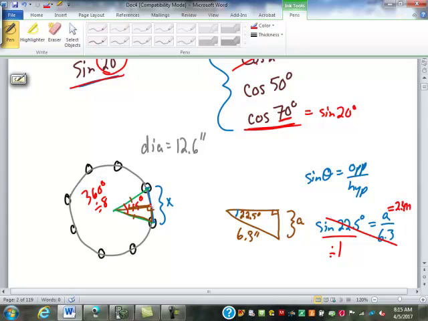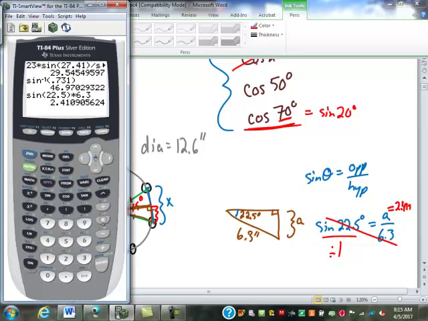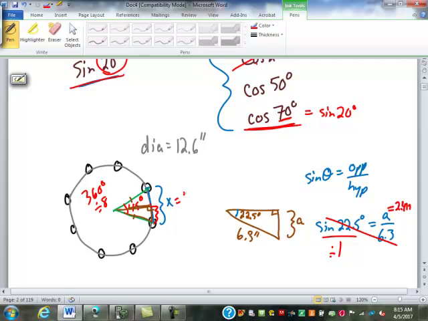But that's half of x, so to find x, we have to double that. So times 2 gives us 4.822. So x is 4.822 inches.